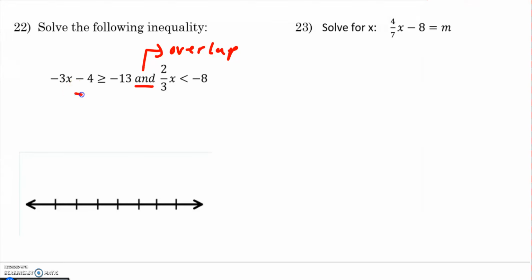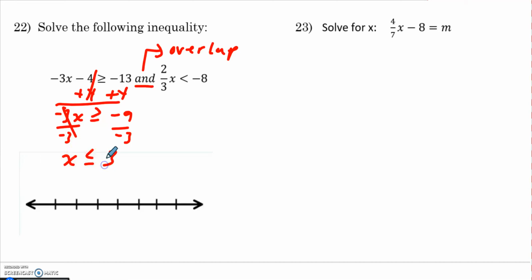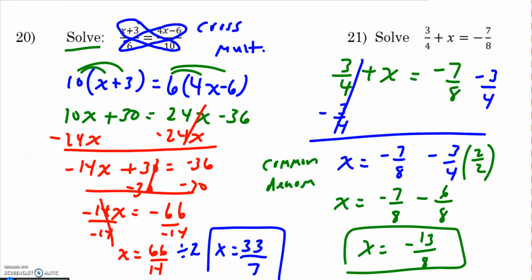So if I solve both of these separately, for the first one, I need to add 4. Negative 3x is greater than or equal to negative 9. If I divide both sides by negative 3, I divided by a negative, so to keep the statement true, I must flip the inequality sign and have that as a positive 3. So x is less than or equal to 3.